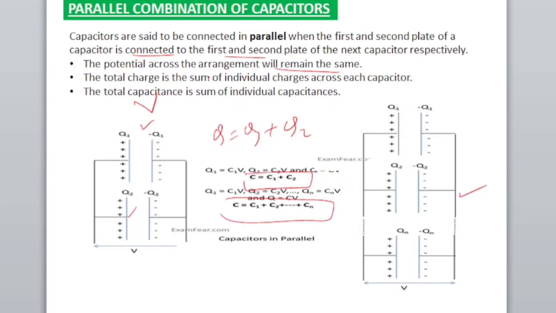So note down these 3 points. The potential across this arrangement remains the same. The total charge is the sum of the individual charges across each capacitor. The total capacitance is the sum of the individual capacitances. Now one or two last.